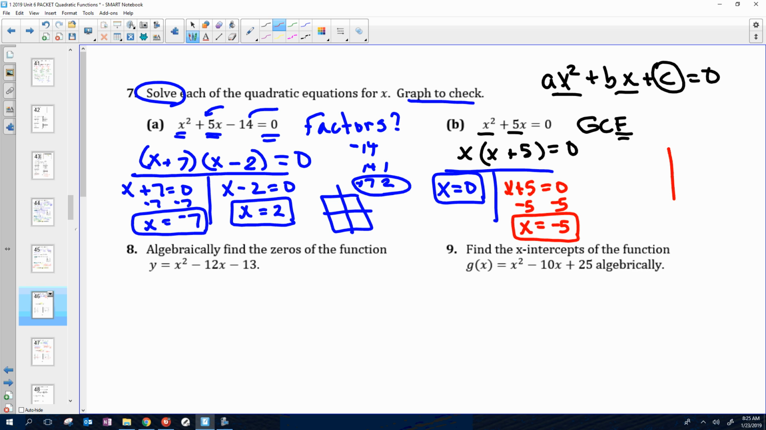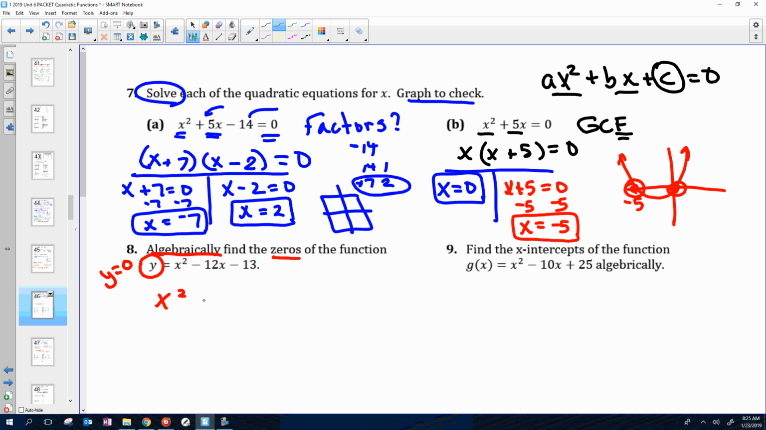And if you were to graph this, you would see zeros on the graph, and it would look like this. So there are your solutions. Algebraically, find the zeros of the function. Algebraically, find where y is equal to 0.